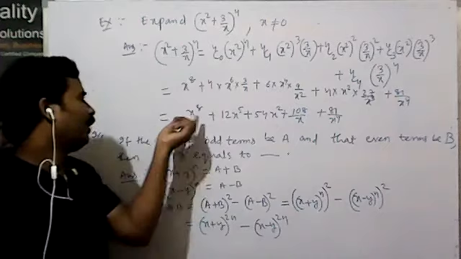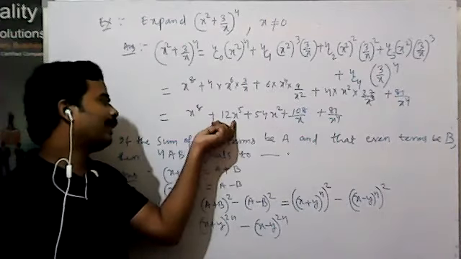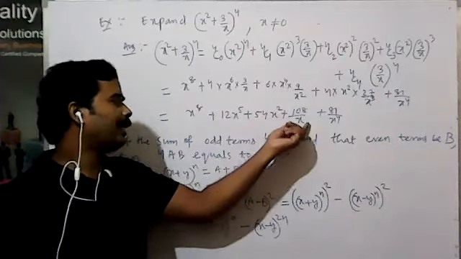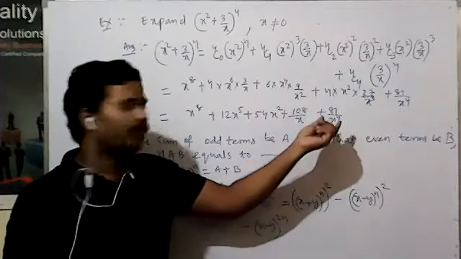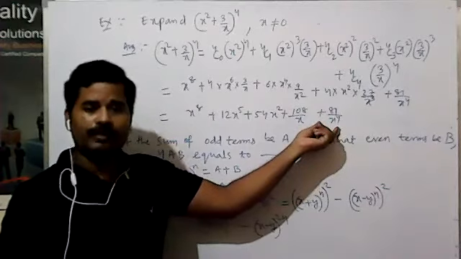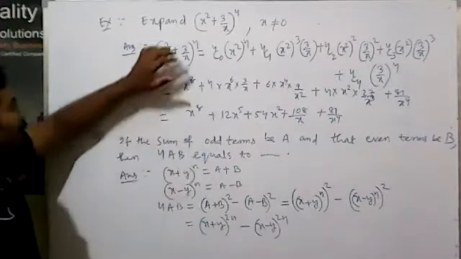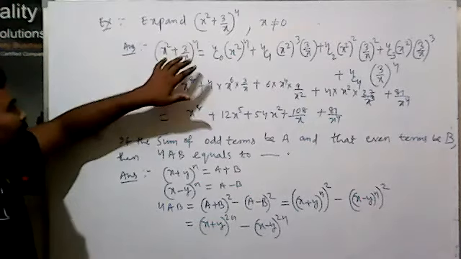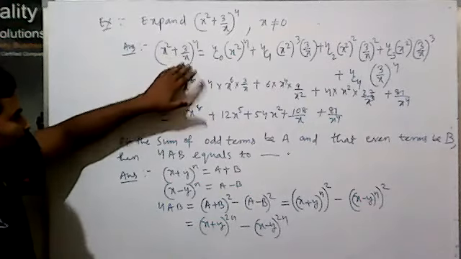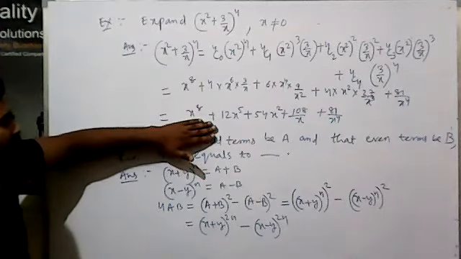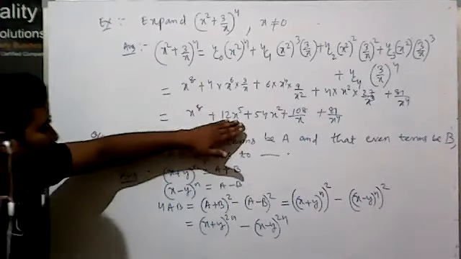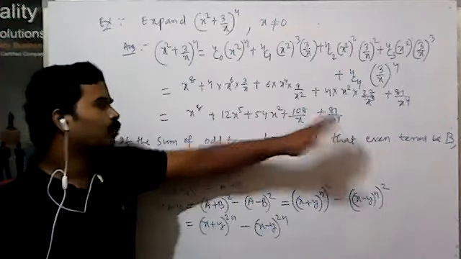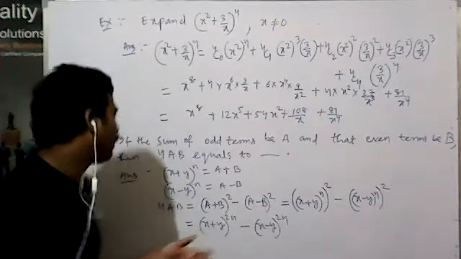So here, the value x to the power 8 plus 12x to the power 5 plus 54x square plus 108 by x plus 81 by x to the power 4 will come. This is the expansion value. When we expand x square plus 3 by x to the power 4, the value comes like this: x to the power 8, 12x to the power 5, 54x square, plus 108 by x plus 81 by x to the power 4.